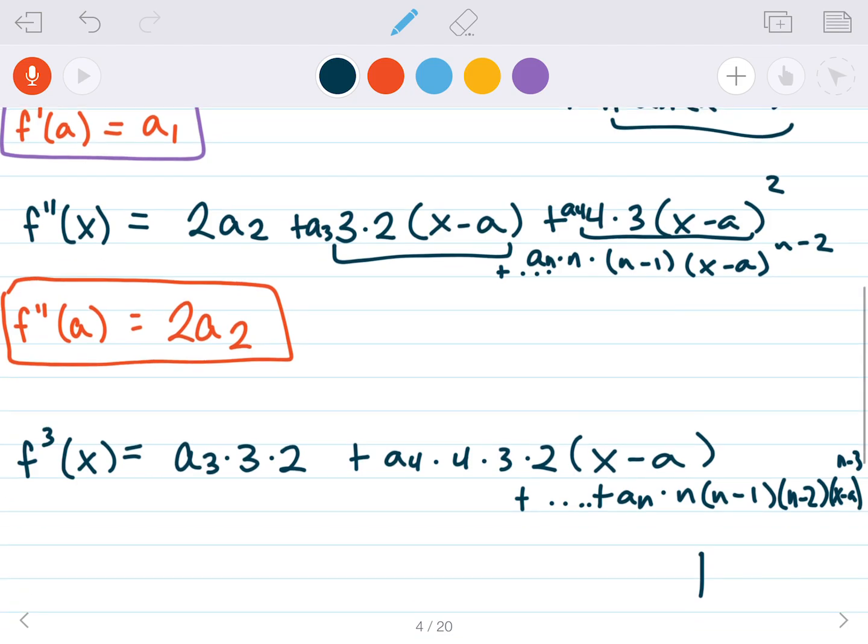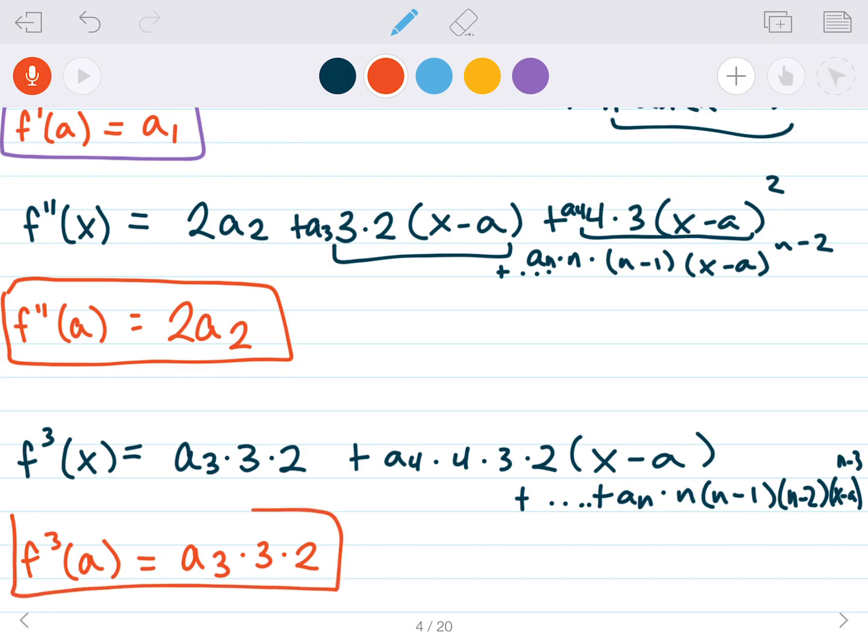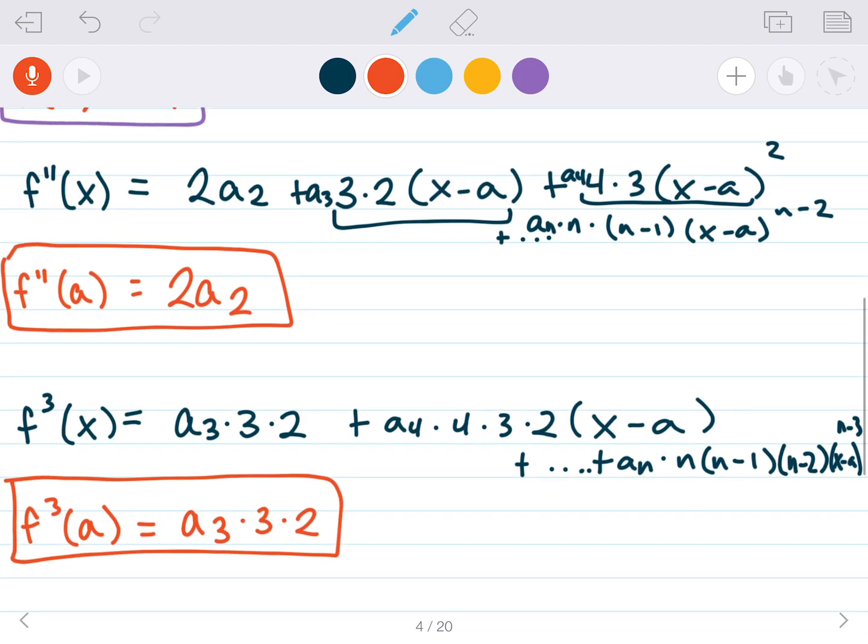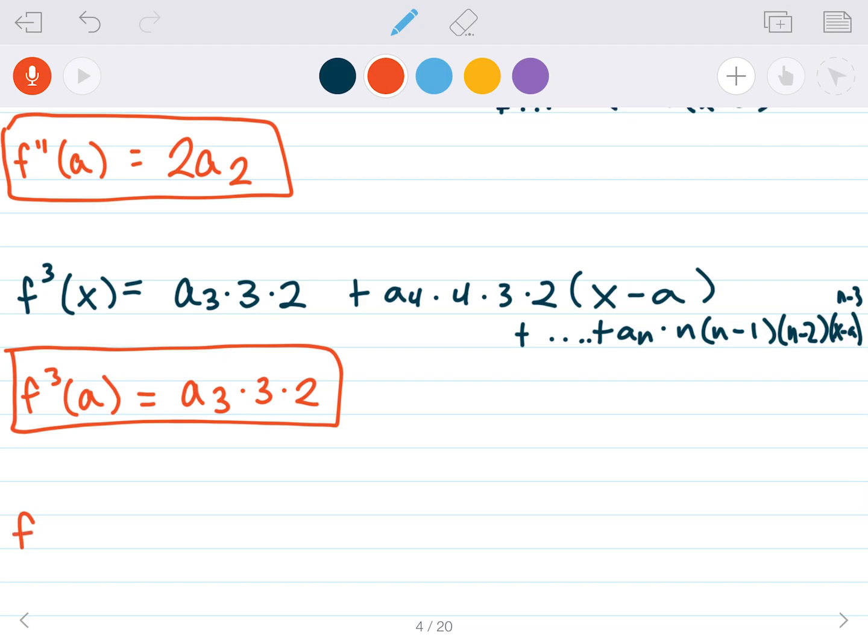Okay, so what happens when I plug in a into my third derivative? Well, this goes away and everything else goes away, right? When I plug a in for x. So what I'm left with when I do that is just a sub 3 times 2. Now let's do one more and then we can generalize. So let's take the fourth derivative.